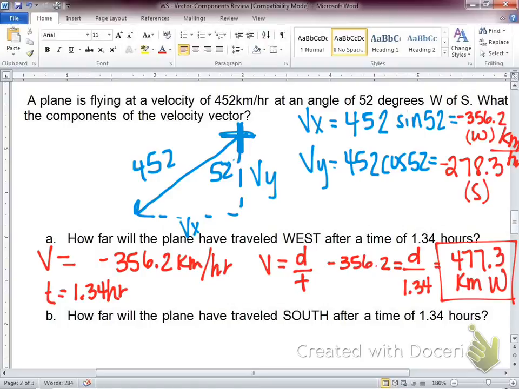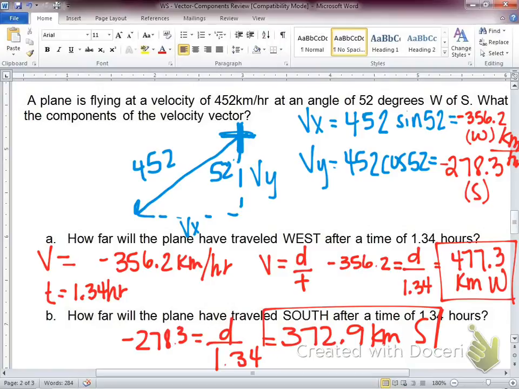So if we go south, that means we're going to say negative 278.3 equals distance over 1.34, and we get a value of 372.9 kilometers south. Go ahead and do number 6 and 7 on your own. We're just breaking those down and finding the components of each of those, so that'll be pretty quick and easy.